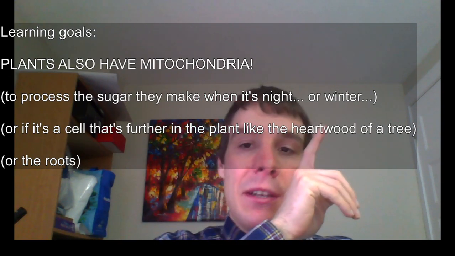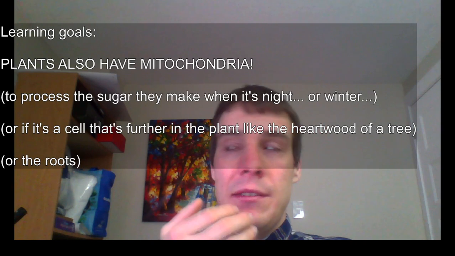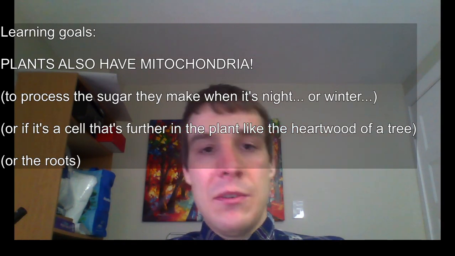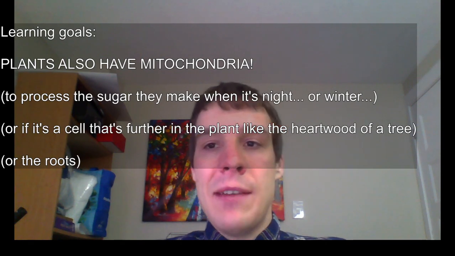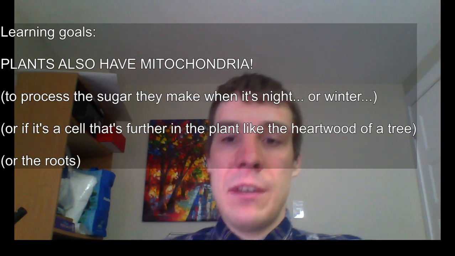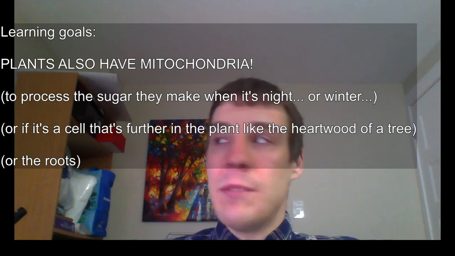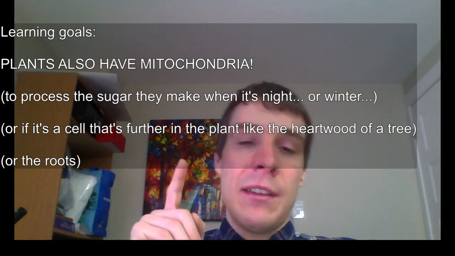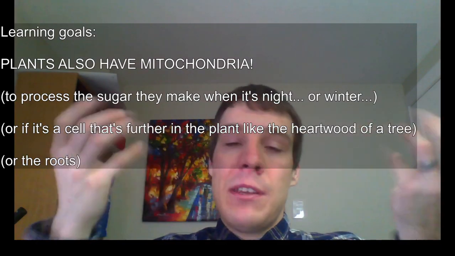Or maybe it's winter, right? You're covered in snow and you still gotta make sugar. Or you're growing in a seed in the ground and you can't get light. You need mitochondria to get the sugar that you've stored up in this nice seed that your mom plant gave you. Or maybe you're deeper in the plant, like the heartwood of a tree. You're surrounded by bark, you can't get any sugar.